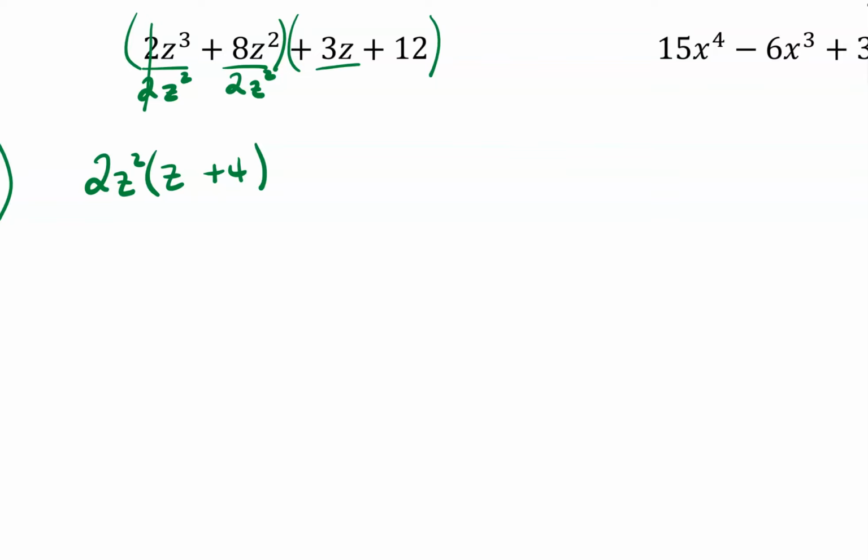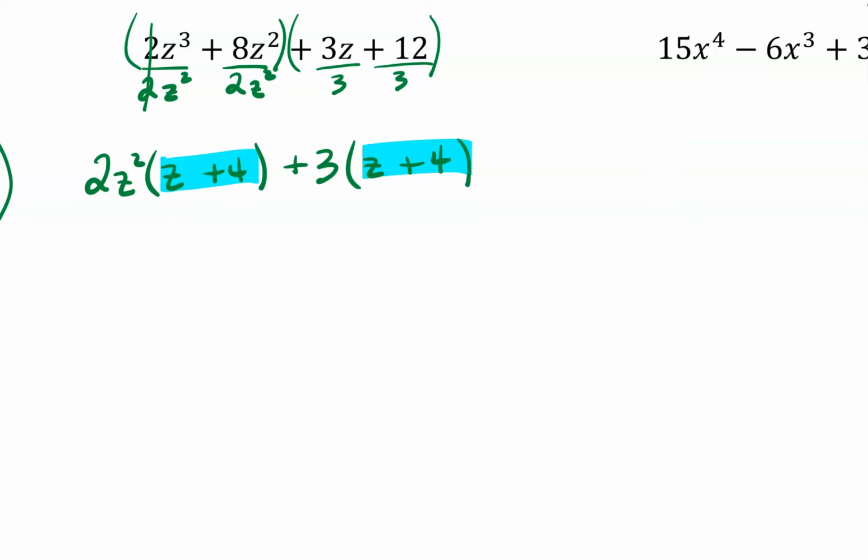In the second group, I'll note that the GCF here is the number 3. Both of these terms can be divided by 3. So I'll note that a positive 3 is the number that's dividing the terms, and I'm left with a z plus 4. Well, here again we have z plus 4 that's common to both groups.